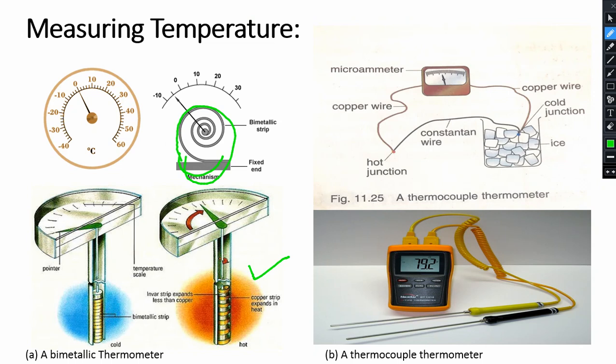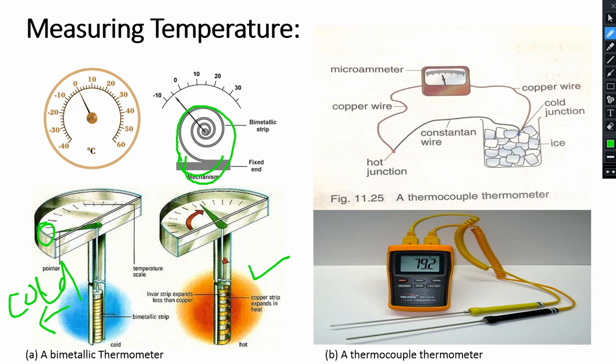Look at this. When the temperature was 0, or normal room temperature, we know that the bimetallic strip is straight. If it is straight, it means that there is no change in the temperature. But here the temperature is cold. In this case, the brass is contracted and the iron is expanded, so they have pulled a force on this pointer.